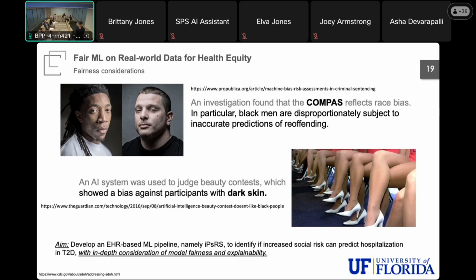So in this study, we create a machine learning pipeline to identify the increased social risk, and that can predict the hospitalization in type 2 diabetes patients. We also considered the fairness issue, and we reduce the bias in this model.